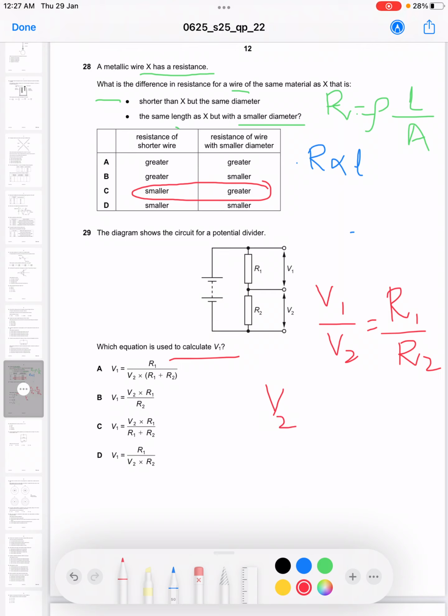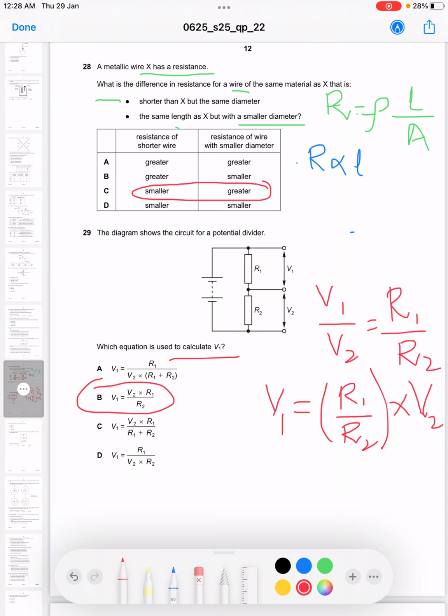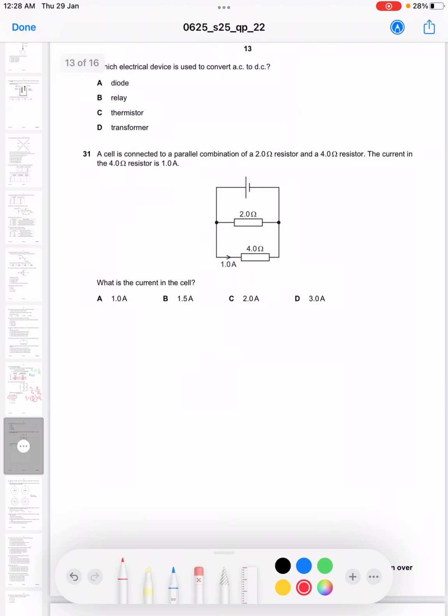So we multiply both sides by V2, and we get V1 equals R1 by R2 times V2. Choose from the options which one is correct: R1 by R2 times V2. Option B is the right equation. Now move to question number 30. Which electrical device is used to convert AC to DC? To convert AC to DC, a diode is always used.